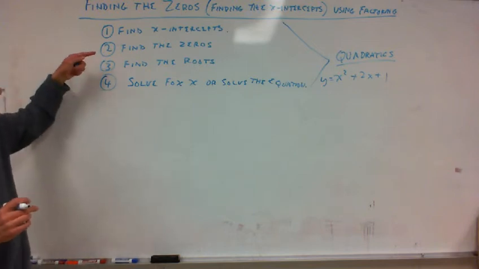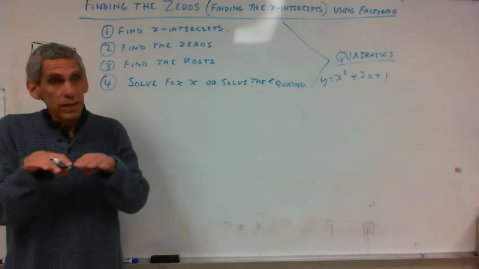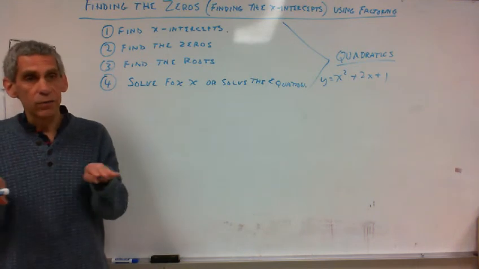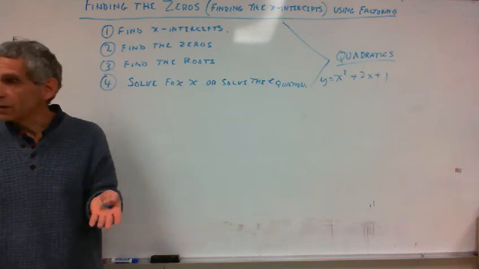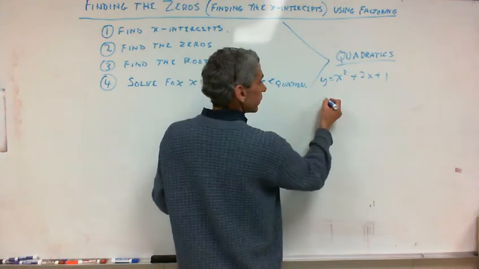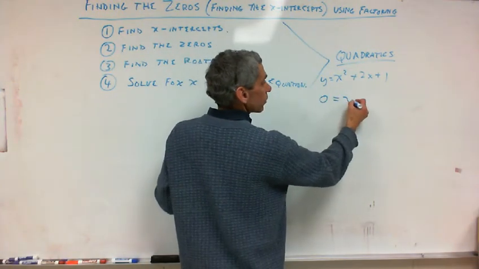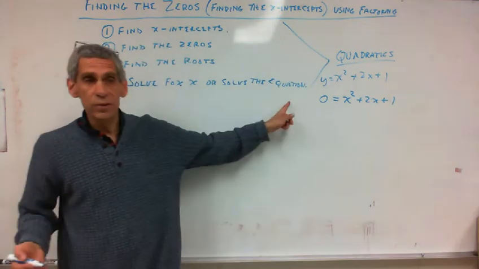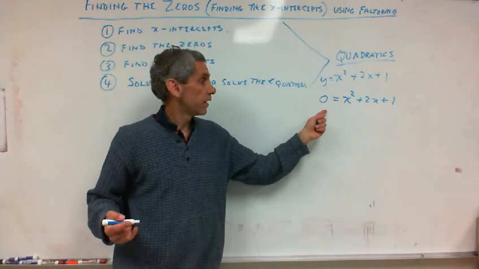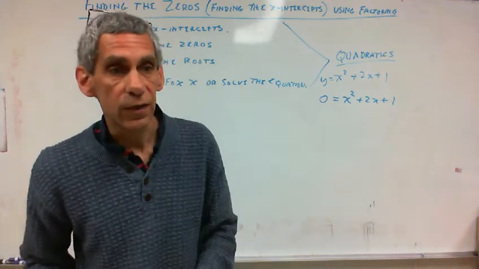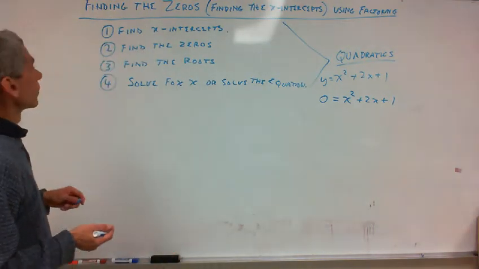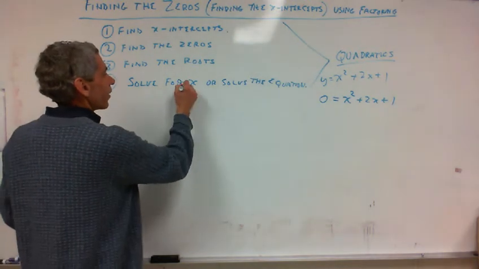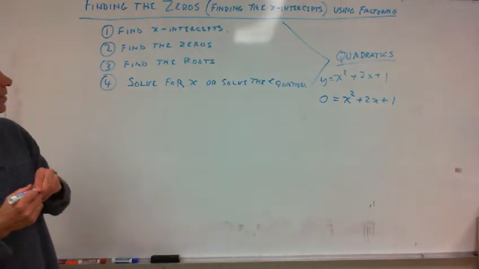In order to find the x-intercepts, what would y have to be? Y would have to be 0, right? So I'm going to make y 0. I'm going to say 0 is equal to x squared plus 2x plus 1. Sometimes it's already set up with 0. You don't have a y, they just say it equals 0. And that's fine. Solve for x.